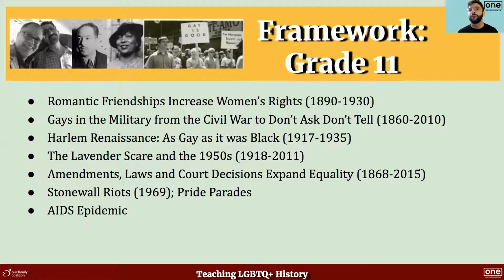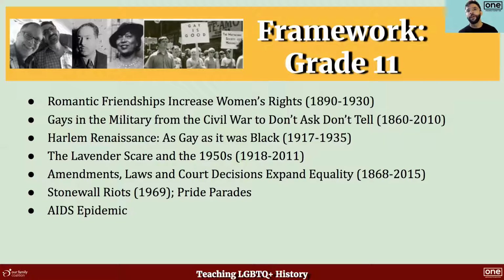So for grade 11, then we have late 19th century and 20th century. And this is where there's a lot of content to talk about, because in the 20th century, there's also the birth of the LGBTQ civil rights movement, and it's becoming much more organized and much more prominent. There's a lot of content to cover. For example, we have romantic friendships that increase women's rights. And we will talk about Jane Addams in a little bit, who is a perfect example of that. Gays in the military from the Civil War to Don't Ask, Don't Tell, which is a whole topic of discussion.